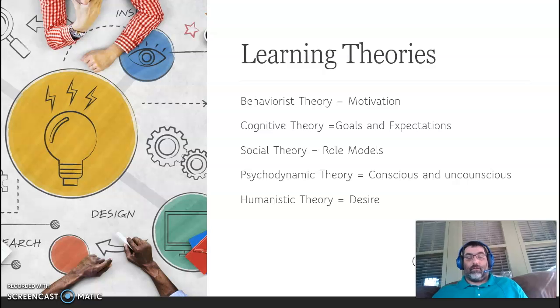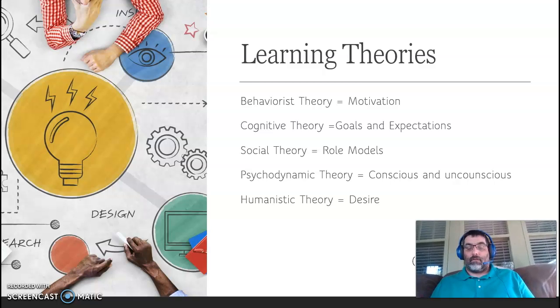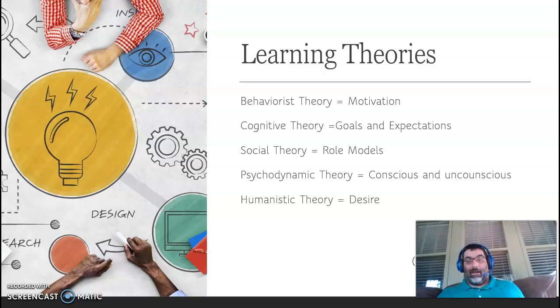And the last theory is the humanist. This theory states that everyone is unique and everyone has their own desires to learn and to grow on their own. So it's looking at everybody is different, everyone's unique, just like our learning theories can be unique to each person.